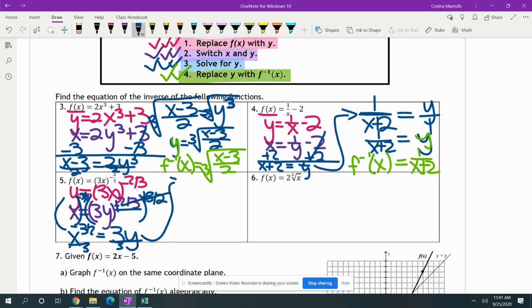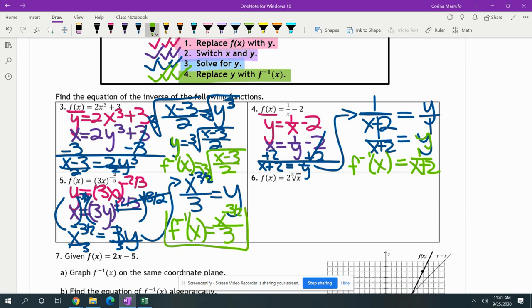So we get x to the power of negative 3/2 divided by 3 is equal to, and now we're left with the y by itself. Then from there, our last step is to replace y with f inverse of x. So we're going to rewrite it as f inverse of x is equal to x to the power of negative 3/2 over 3. And that's it.